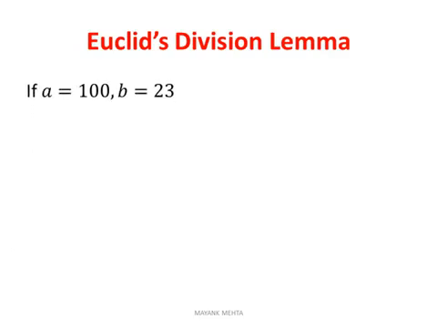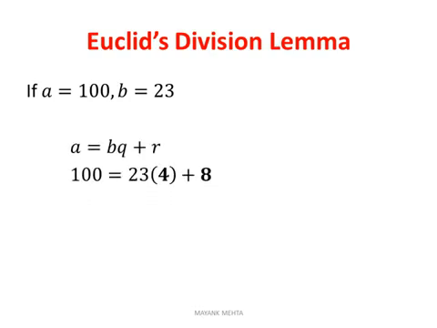Suppose Euclid's division lemma is a is equal to bq plus r. Suppose I am taking a is equal to 100 and b is equal to 23. Then how can you find the quotient and remainder? I know that you know how to divide, but we are going to take a little revision of that. Suppose a is equal to 100 and b is equal to 23. Then I can write 100 in the form of 23 like that.